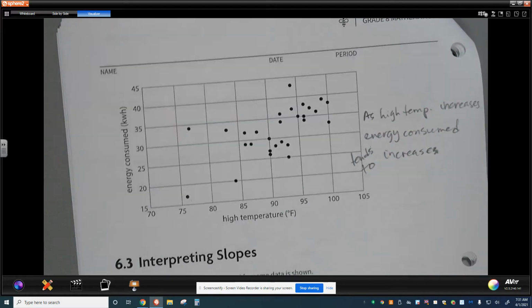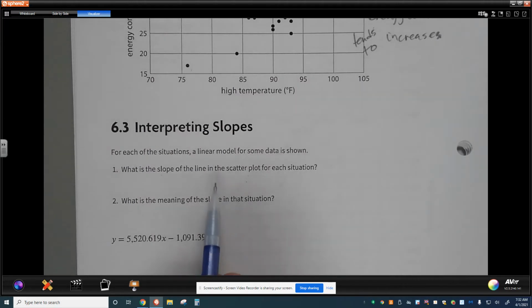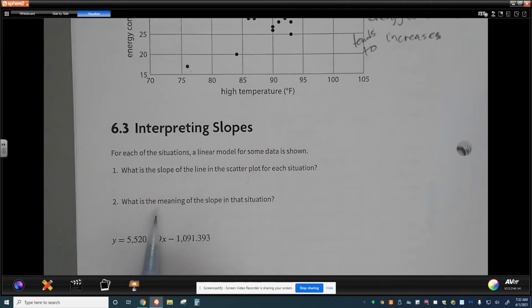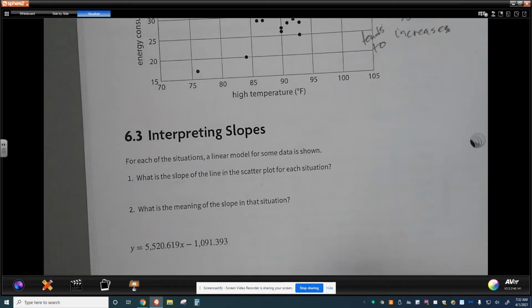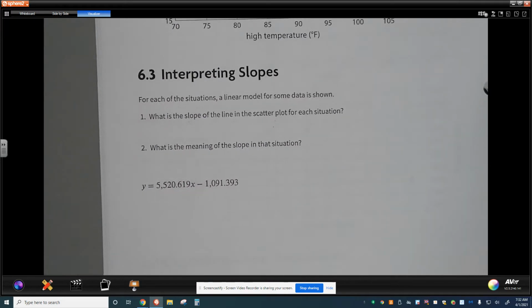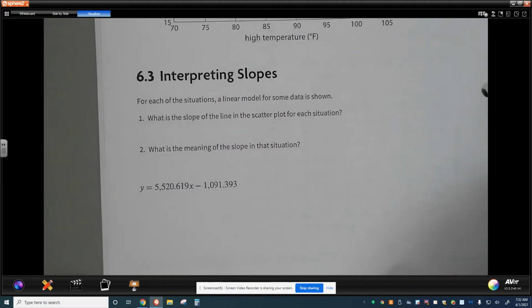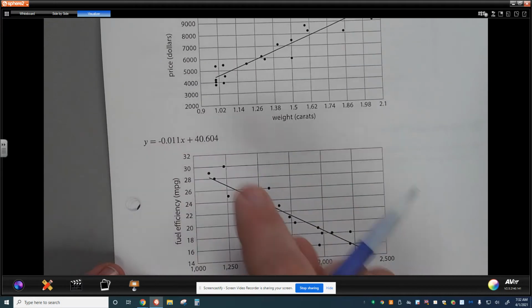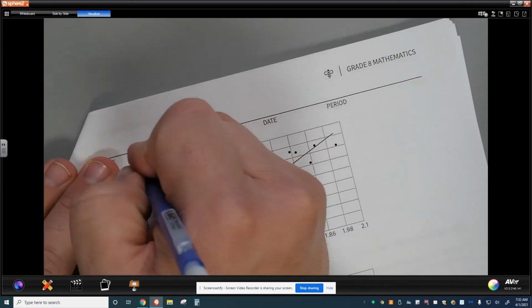For each of these situations, we're going to figure out the slope of the line in the scatter plot and write the meaning of the slope in that situation. So we have this one right here: y equals 5,520.619 times x minus 1,091.393. We have another one that shows a decrease, which is going to go with this one right here. Not a very good job on printing these, I apologize. Here's our equation.